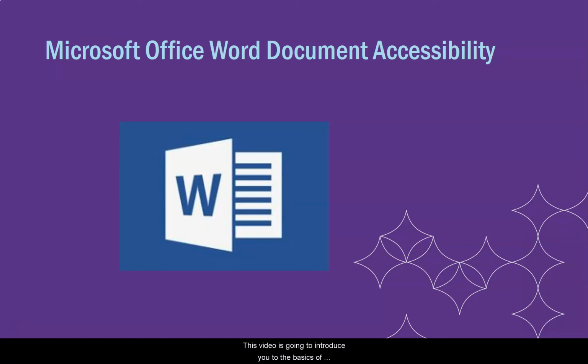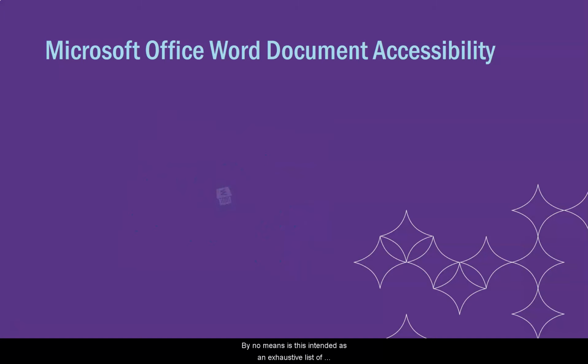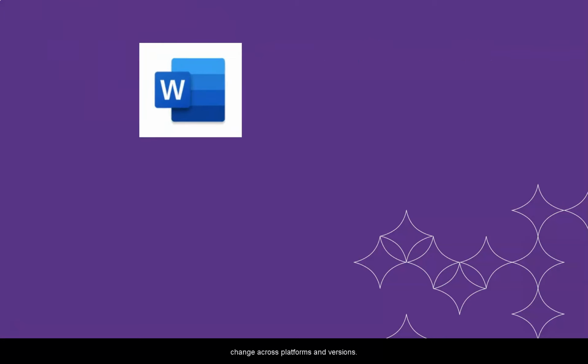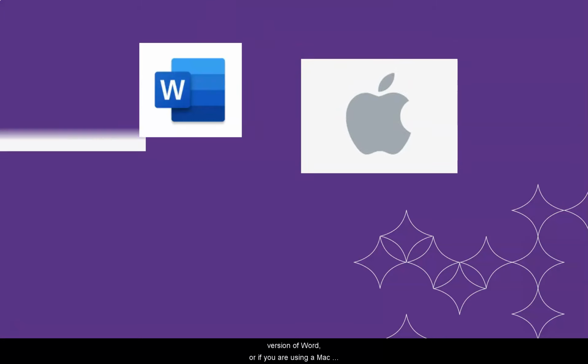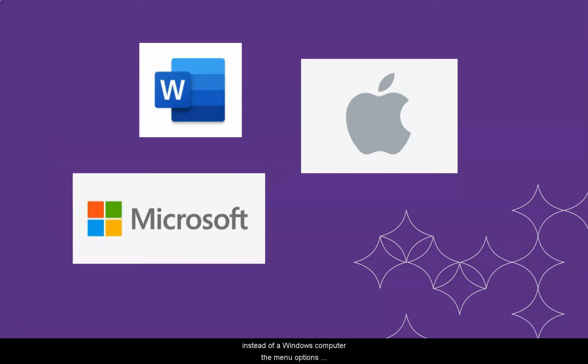This video is going to introduce you to the basics of document accessibility in Microsoft Word. By no means is this intended as an exhaustive list of document accessibility, but it will get you started. In addition, some of the processes can change across platforms and versions. For instance, if you are using a newer version of Word, or if you are using a Mac instead of a Windows computer, the menu options may be slightly different.